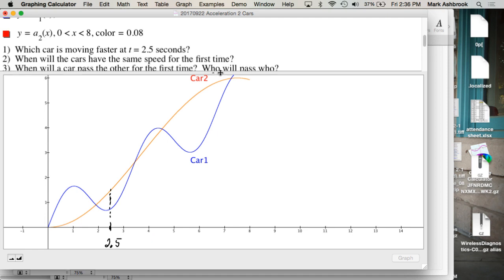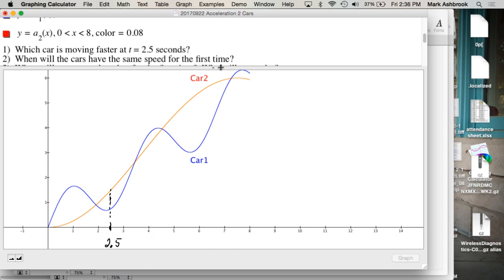So next question is, when will the cars have the same speed for the first time? So right now at 2.5 seconds, you all agree that car 1 has a higher velocity. Agree? Or maybe they won't, but do you think that car 2's velocity will ever reach the velocity of car 1? And if so, when do you think? Yeah, talk. Go ahead. Talk it out.